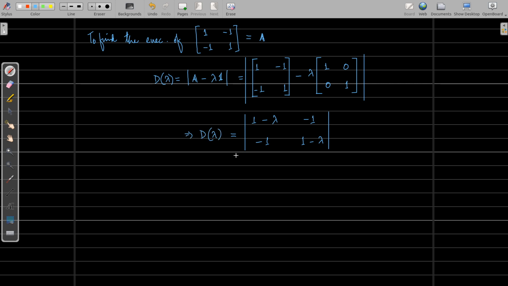Now from there we can obtain the characteristic polynomial just by evaluating this determinant. This gives us 1 minus lambda times 1 minus lambda, which is (1 minus lambda) squared, minus minus 1 into minus 1, which is plus 1, and there's a minus in front, so this is what we get. If we manipulate this, we are going to get lambda into lambda minus 2.